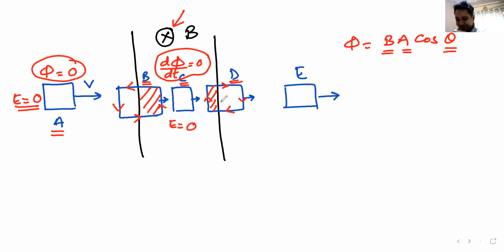Do we understand this? Yes, sir. If we come to case E, is there a flux linkage? No, sir. So the flux is not linked, and the answer is 0 flux linkage and hence 0 EMF. Do we understand this? Yes, sir.